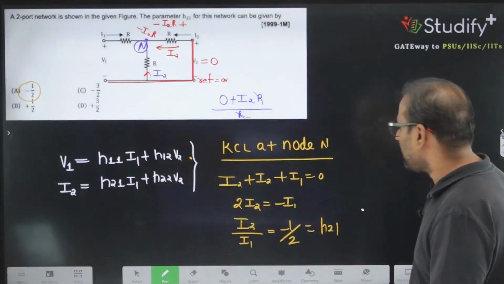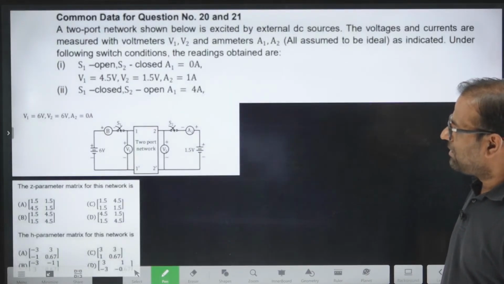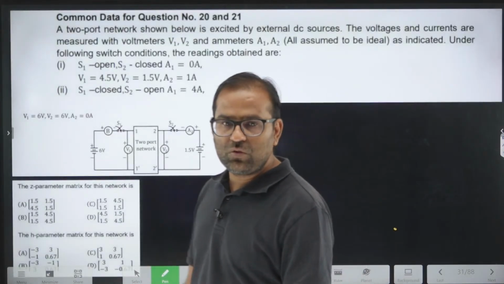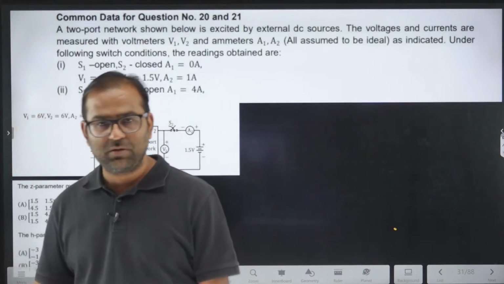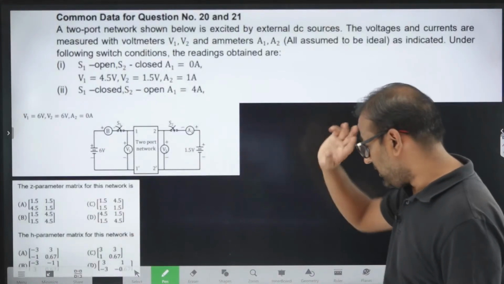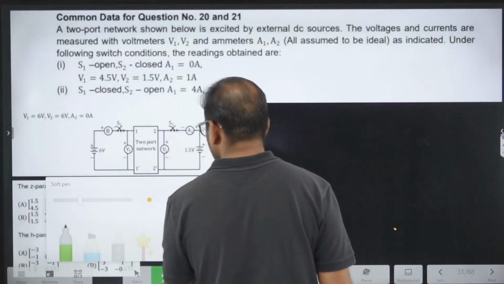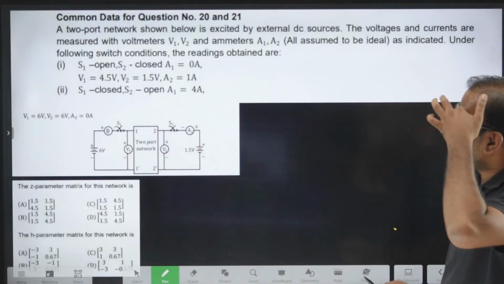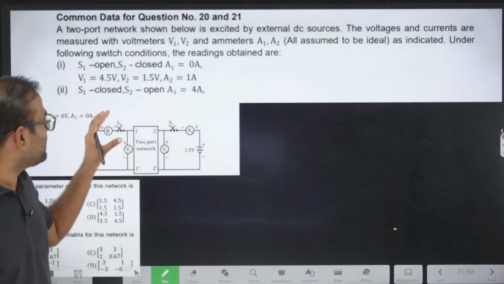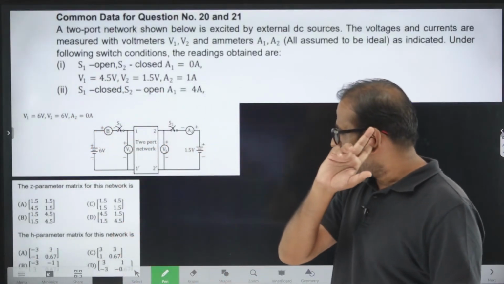Let's take a few more problems on H parameter. This is on ABCD parameter. Okay, this is one of the questions. When you look at the question, it is asking about two parameters, Z parameter and H parameter. So let's write how we can calculate both. This is a common data question, usually a 4-mark question, and the same theory is applicable to both. The first question is what is the Z parameter? The second question is what is the H parameter?